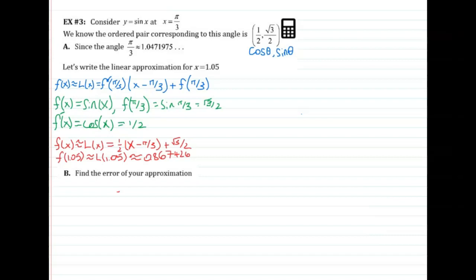So taking the absolute value of this output, we have that the absolute value of sine pi over 3 minus 0.867426 is approximately 0.014. And since there are 2 zeros between the decimal and our first non-zero number, that means that the value of our error is less than 10 to the negative 2.